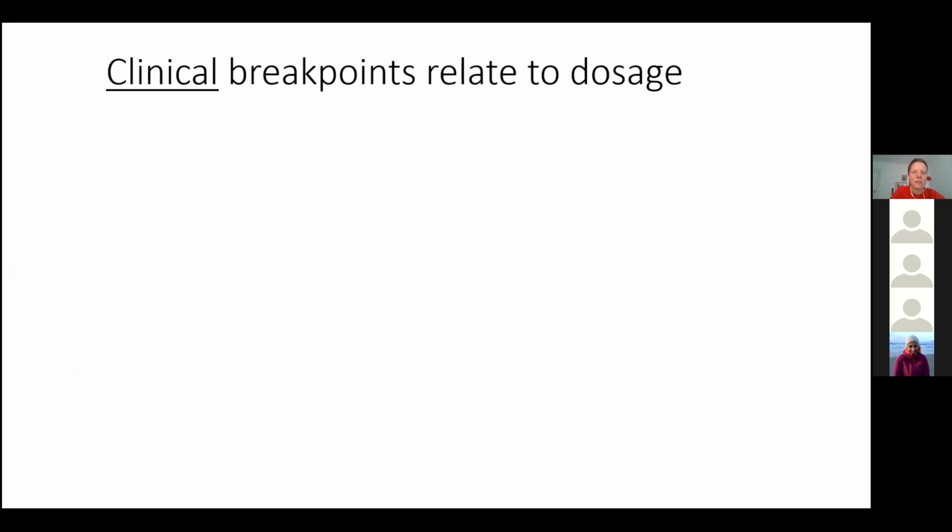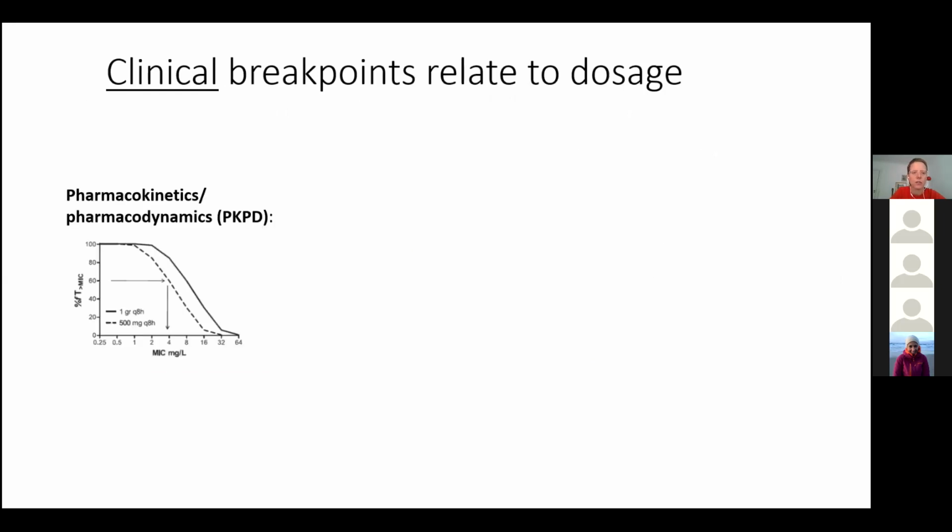So clinical breakpoints relate to dosage because they are set taking into account PK/PD, pharmacokinetics and pharmacodynamics. And as you can see here, this is a curve for ceftazidime, one for 1 gram 3 times a day, and one for 500 milligrams 3 times a day. And you can see that you get a right shift when you use higher dosages, meaning you get a better effect, which is here the function of time above MIC, depending on the dosage.